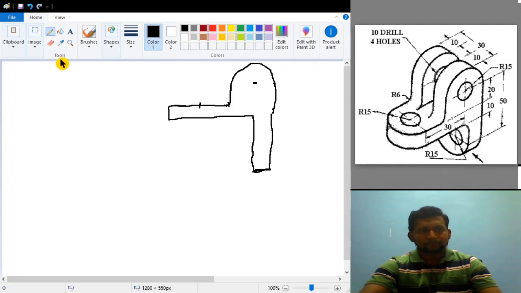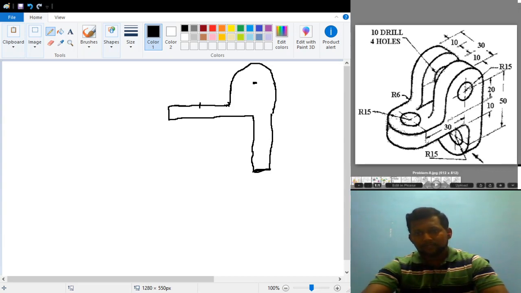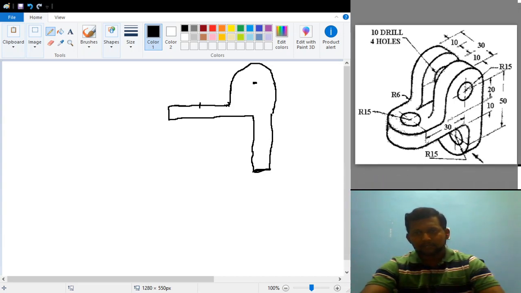And one more thing you will be able to see in the front view is this circle, okay. What is the dimension of this circle? So the dimension of this particular circle will be given at some place. So here you can see that a note is given, 10 drill 4 holes. So that means there are 4 holes in this particular figure. 10 drill 4 holes. So 4 holes are having a diameter of 10 mm.